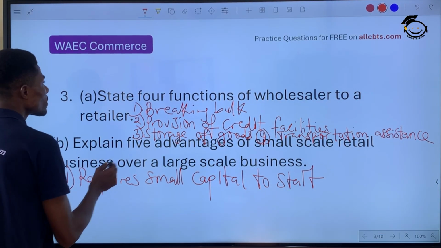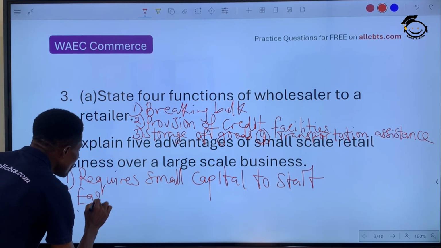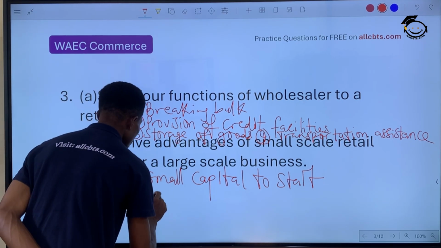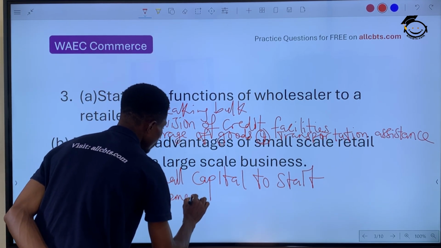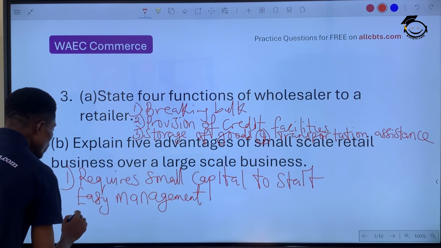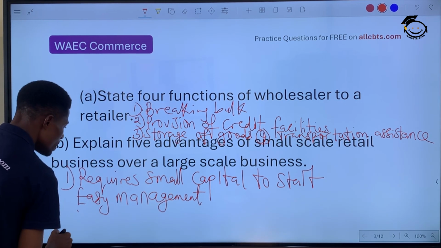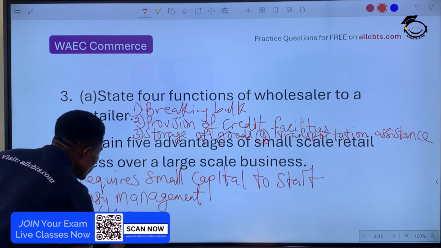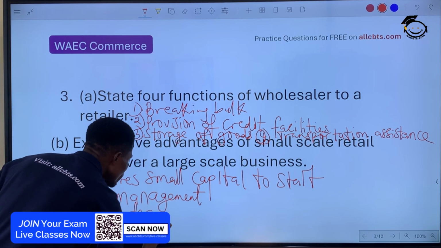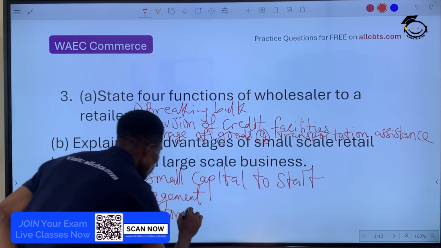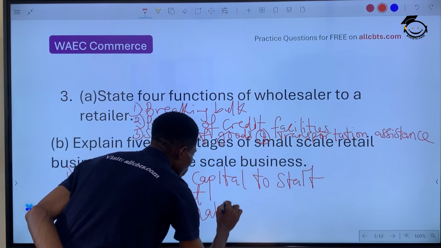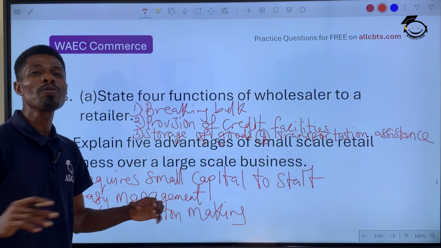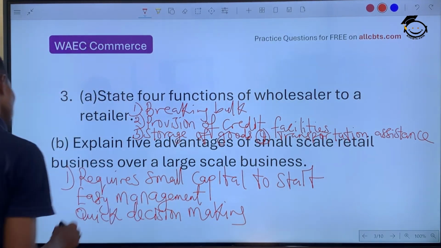Second thing, it is easy to manage. It is easier to manage and supervise, easy management. The third thing is quick decision making. What does this mean? Decisions are made faster and easier.